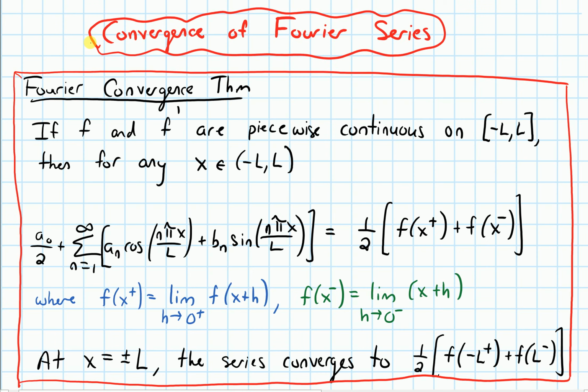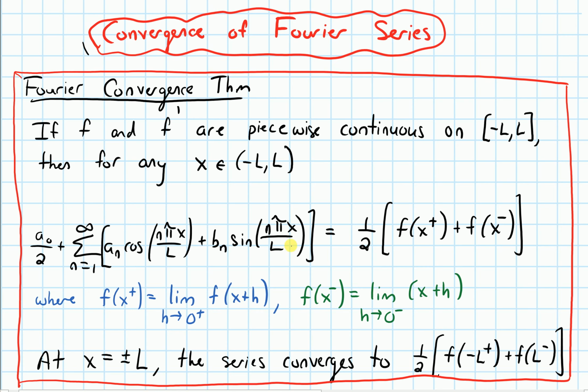In this video, we're going to talk about the convergence of Fourier series. So the key theorem that we're going to state is the following. If f and f prime are both piecewise continuous on the interval from negative L to positive L, then for any x in the open interval from negative L to positive L, the following is going to be true about what the Fourier series converges to.